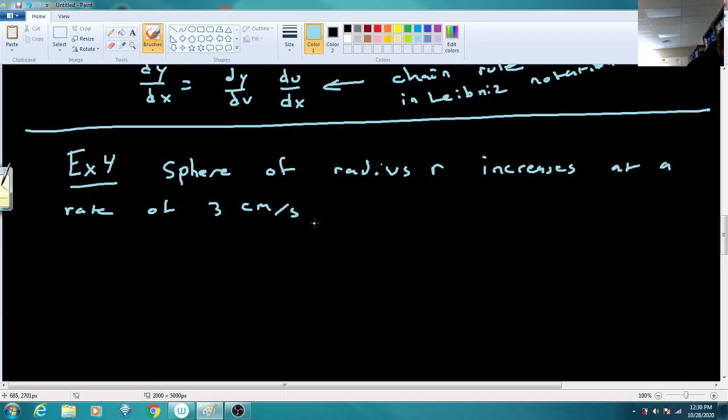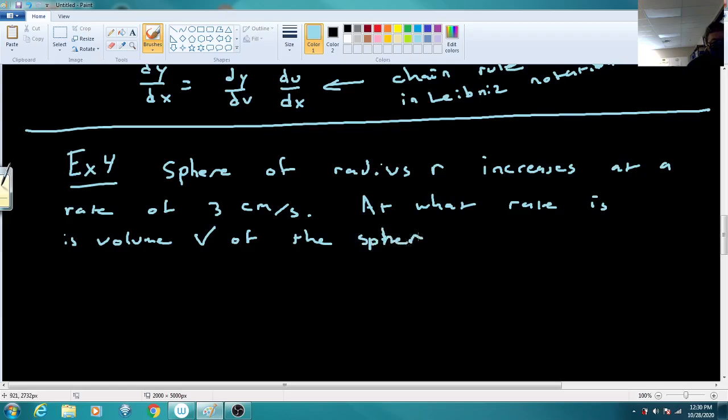Okay. At what rate is the volume V of the sphere increasing, or changing, I guess? We don't know if it's increasing. Or I guess it is increasing. When r is 10.